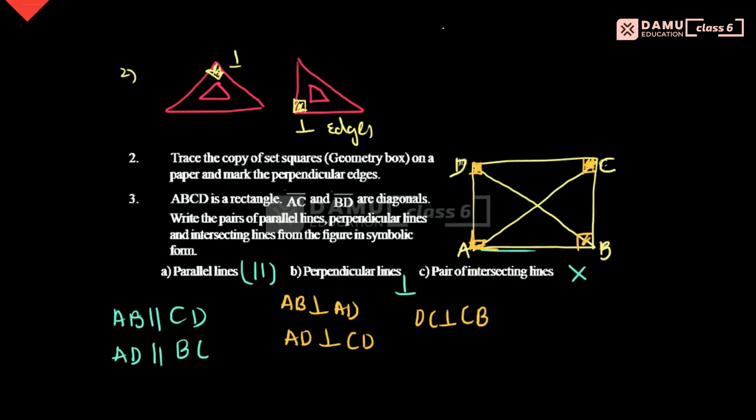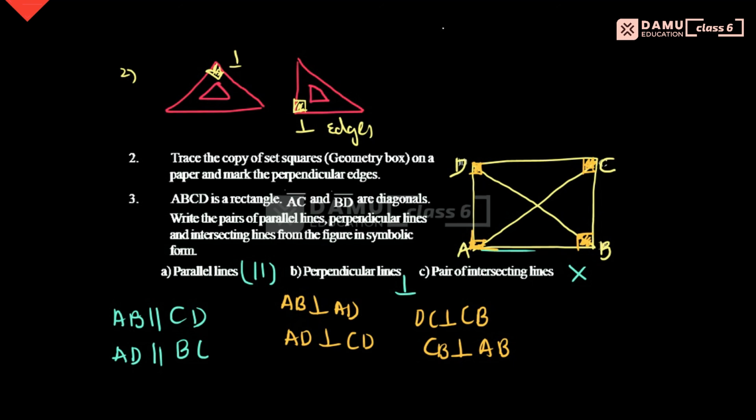Then CB is perpendicular to this line, AB also. So like that we can take it. Then CD we took, so all of them we took.